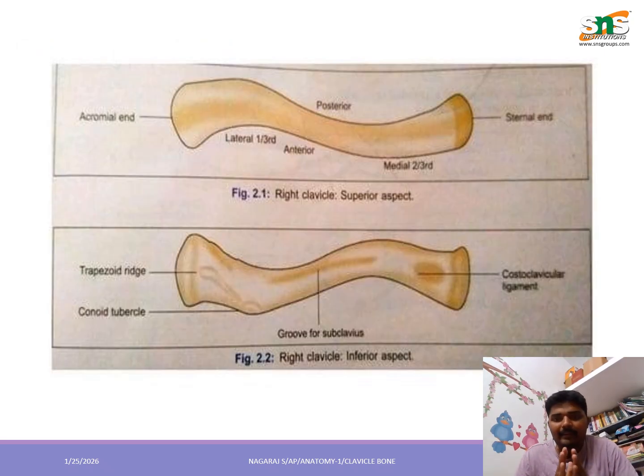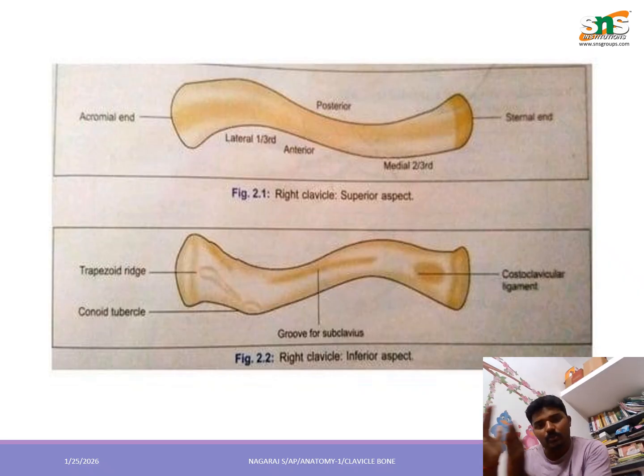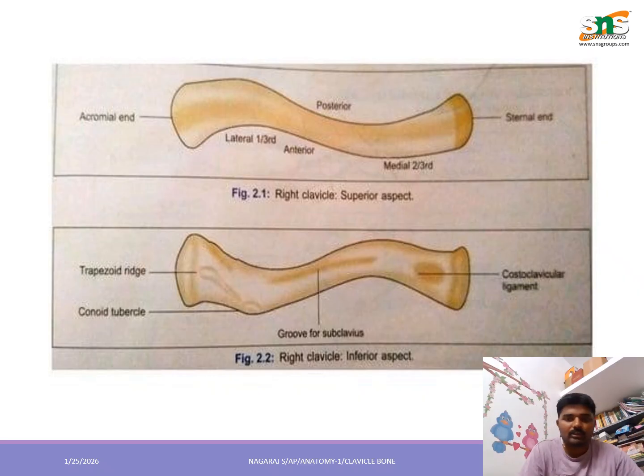Now the diagrammatic representation of the clavicle. The first figure is the right clavicle, superior aspect. The acromial end is on one side and the sternal end on the other, with anterior and posterior sides. The rounded part is the middle two-thirds, and the flat part is the lateral one-third. The second figure is the inferior aspect, where you see the trapezoid ridge, conoid tubercle, and the costoclavicular ligament impression.